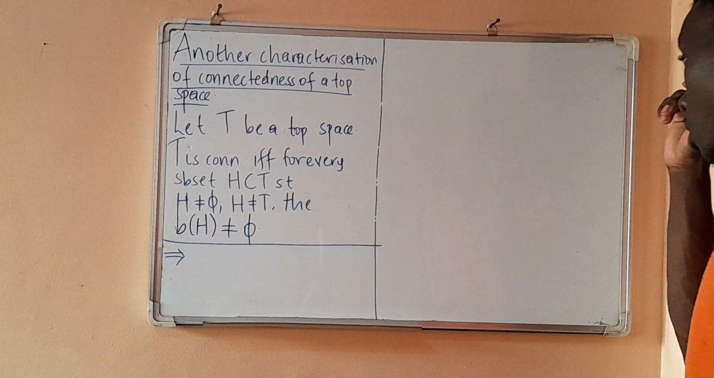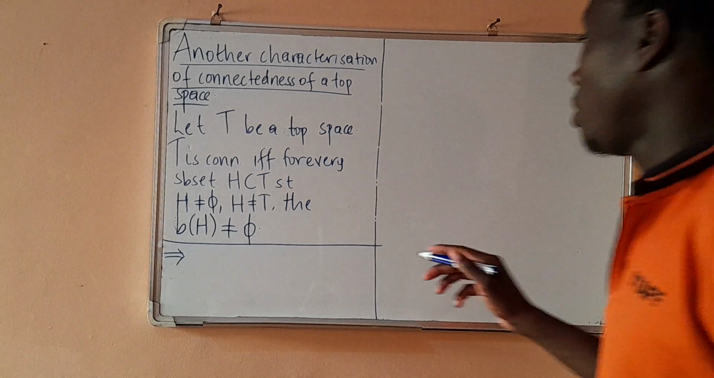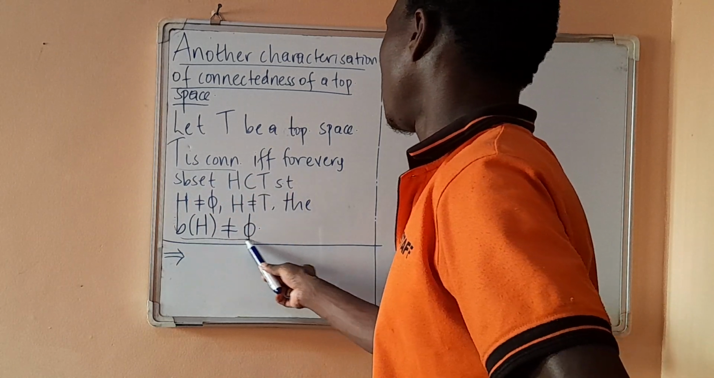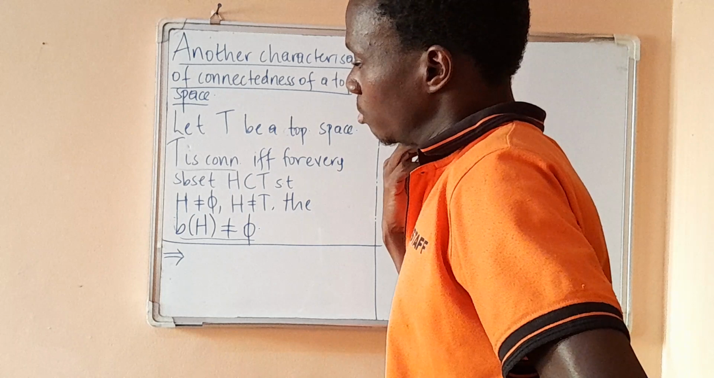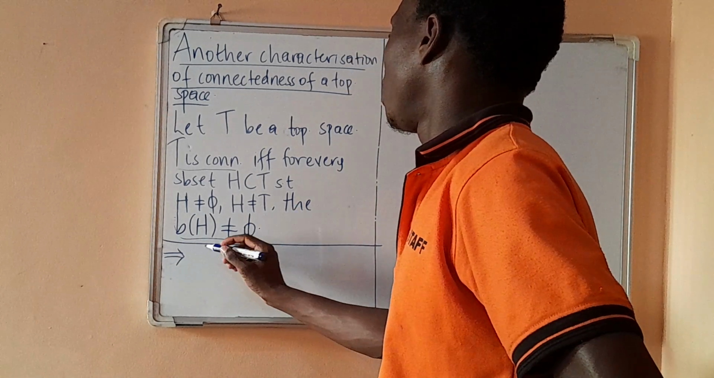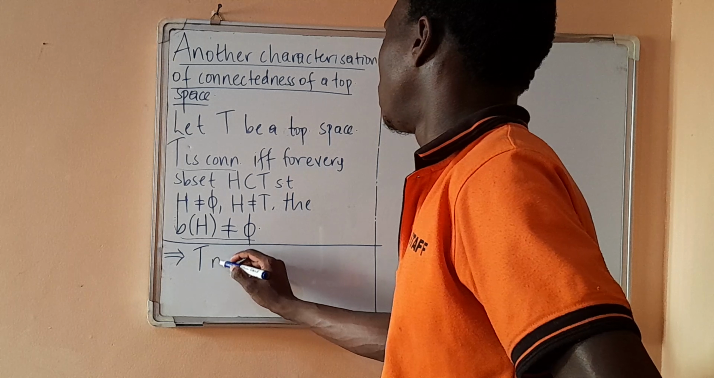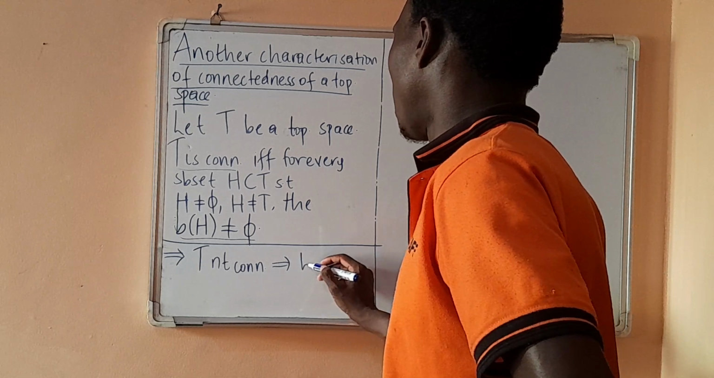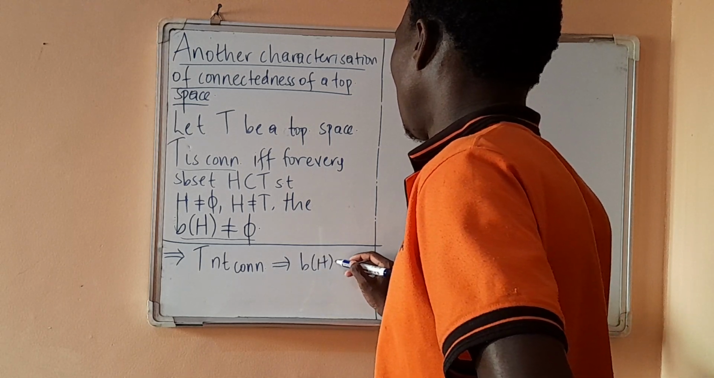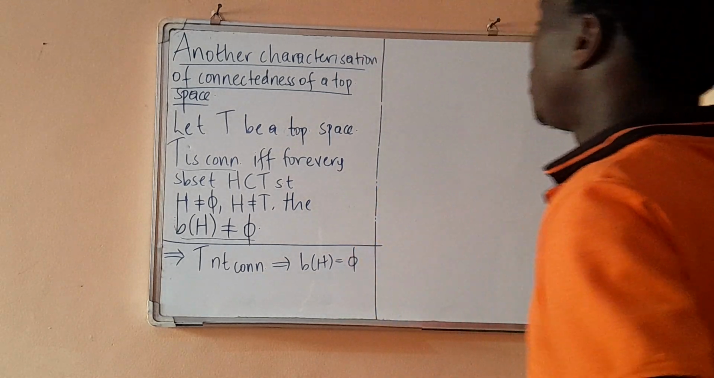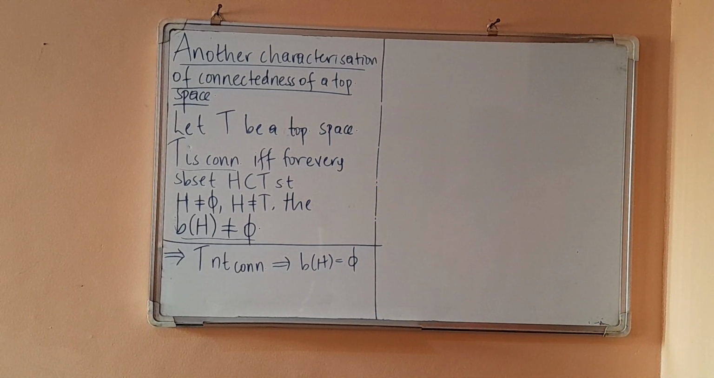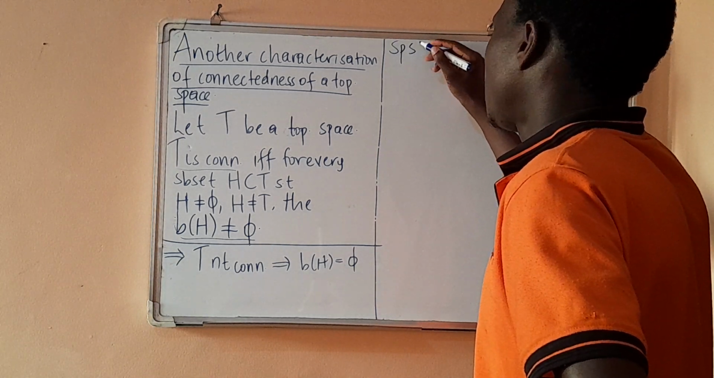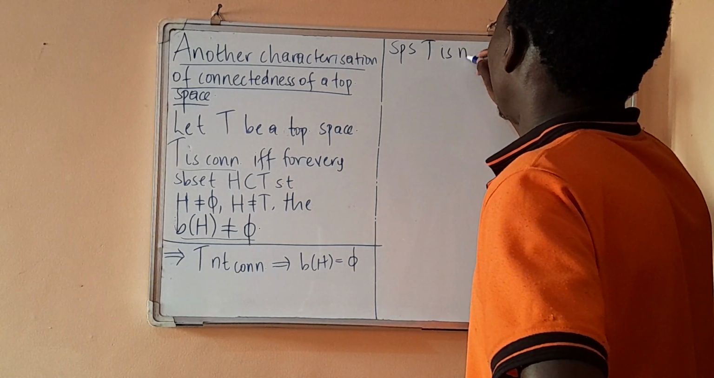Forward direction. So we are going to suppose that T is connected. Then we want to show that the boundary is non-empty. We are going to prove this by contrapositive. So we are going to show that T not connected should imply that the boundary of H is empty. So suppose that T is not connected.